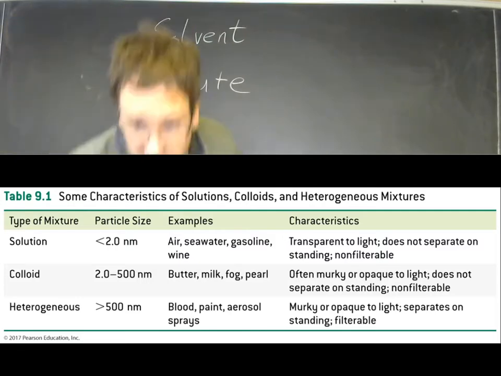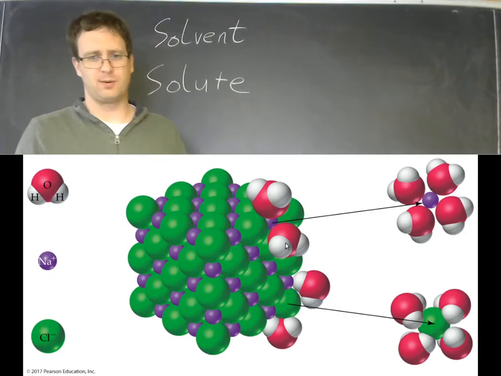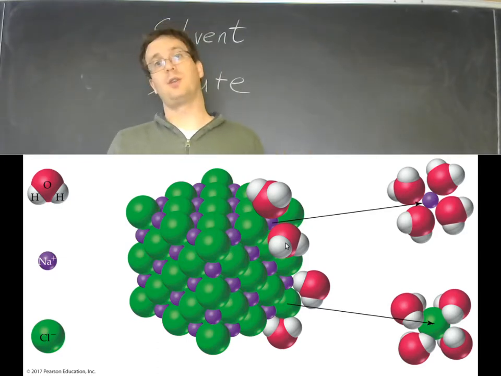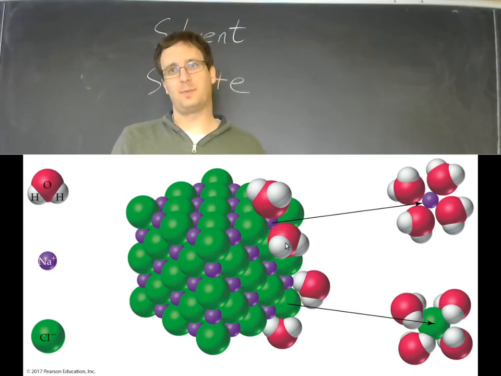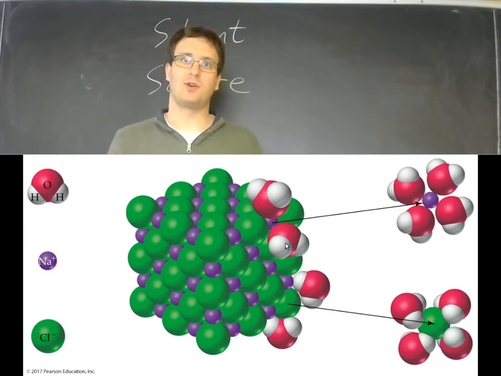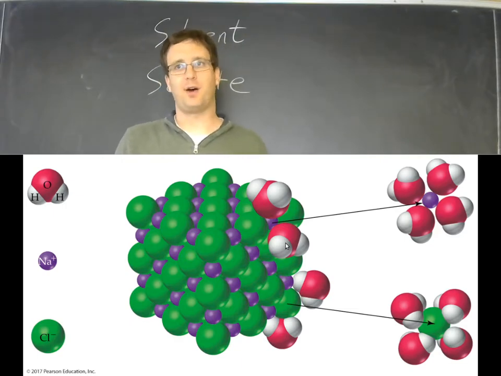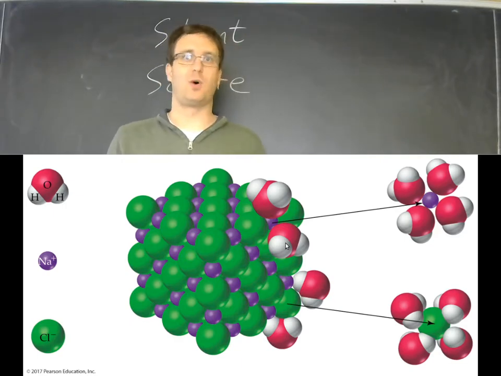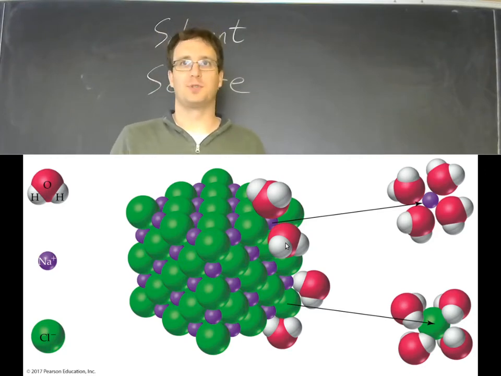So let me show you a figure of the solvation process. This is an example of sodium chloride being dissolved in water. And this is representative of ionic compounds dissolving in water, but I think it actually gives a pretty good idea of how molecular compounds that dissolve in water would be dissolved as well, like say sugar dissolving in water.